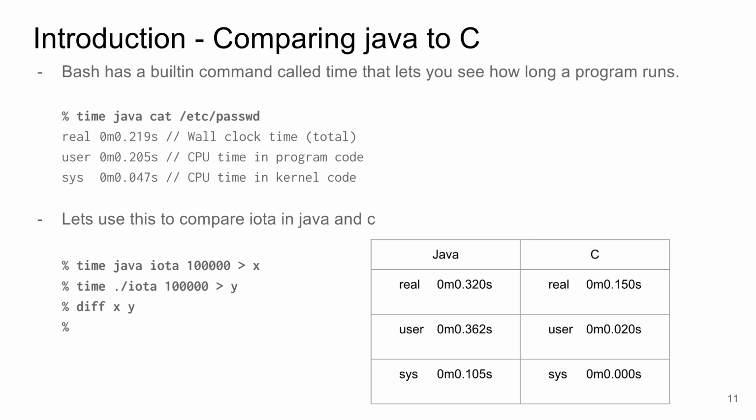It's a lot more in the system code. In the end, it's not that much different when the user's actually running it, but it does end up being faster in C, and I don't know the direct translation. Yeah, so C is a lot faster than Java.